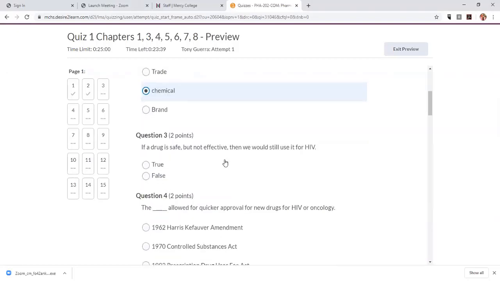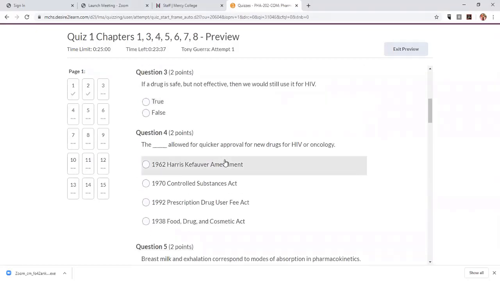A drug is safe but not effective, then we would still use it for HIV or cancer or whatever it is. False. If it doesn't do anything, then that's not going to be something that we're going to use. And while some drugs are effective and not that safe, we're weighing risk-benefit. But in this case, we would say that's false, because if a drug is safe and not effective, then we're not going to use it.